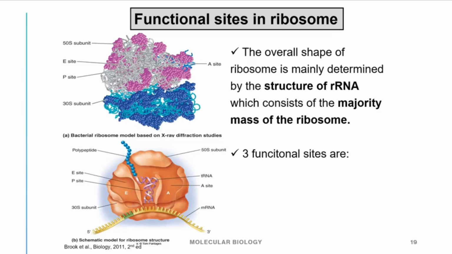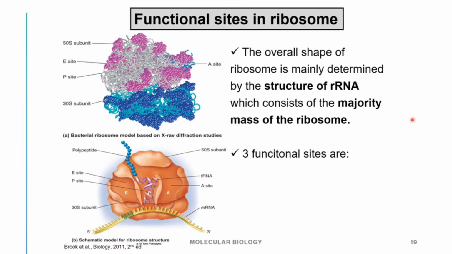Moving on, let's take a look at the functional size of the ribosome. In this case, we are looking at the prokaryotic ribosome. So we have the 50S and the 30S subunits. The shape of the ribosome is mainly determined by the structure of ribosomal RNA, which is basically the majority of the mass of the ribosome anyway.